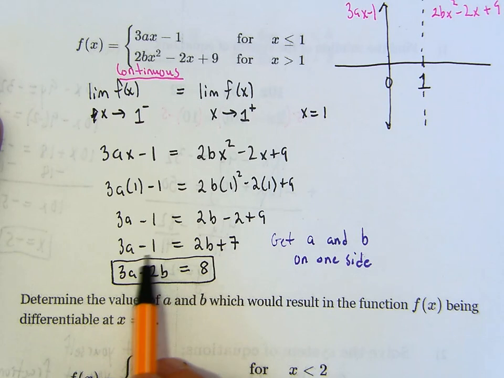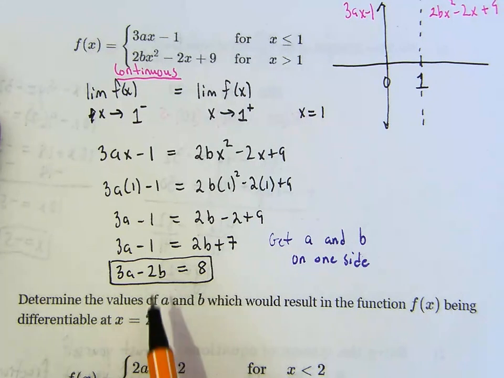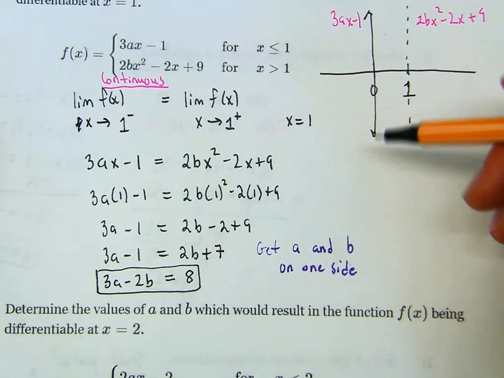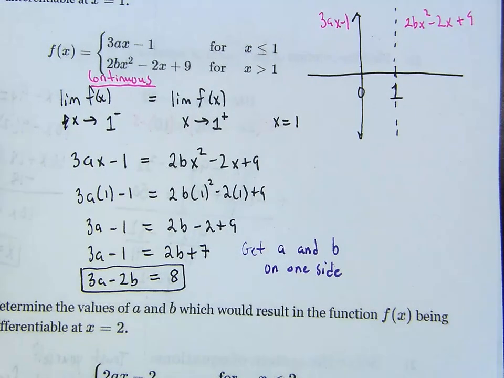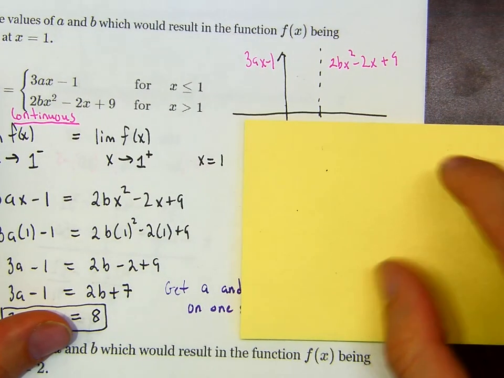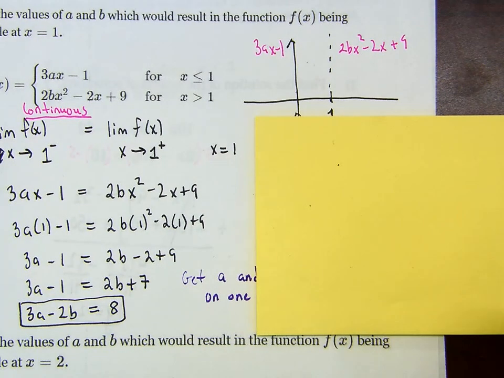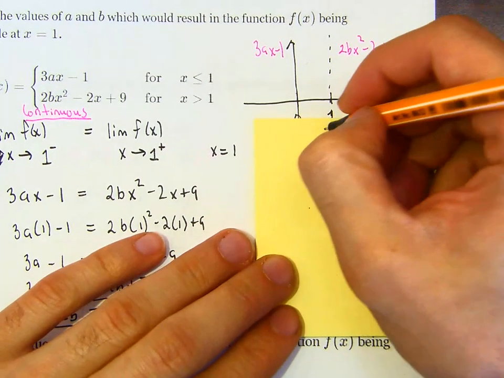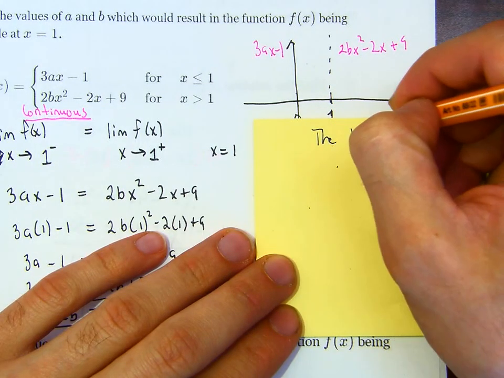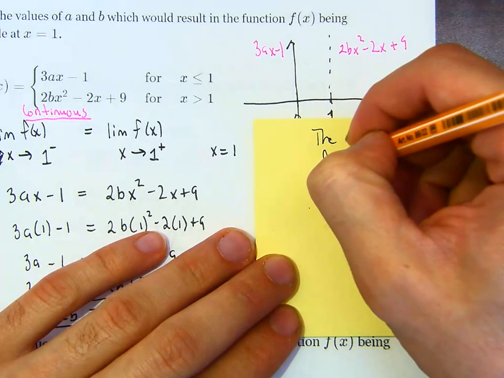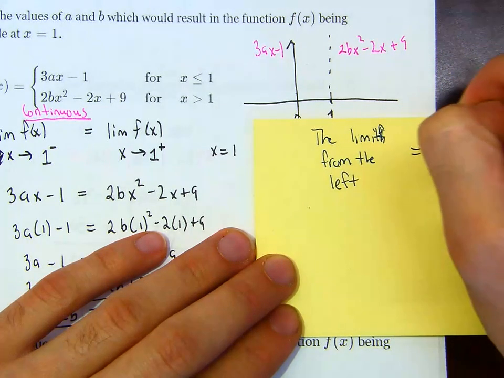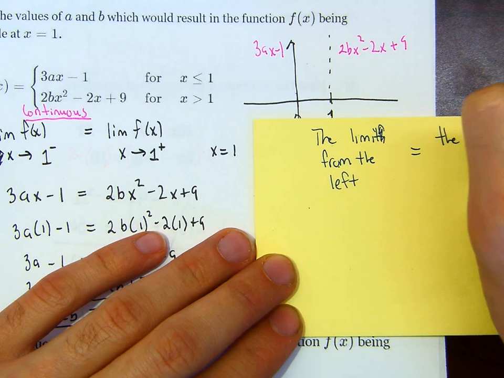So you see, take your time and pause the video if I went too fast. But okay, so that's what we have for continuity. What's the next thing that has to be true is we have to have differentiability. And what was the idea of the function being differentiable? That the limit from the left has to equal the limit from the right.